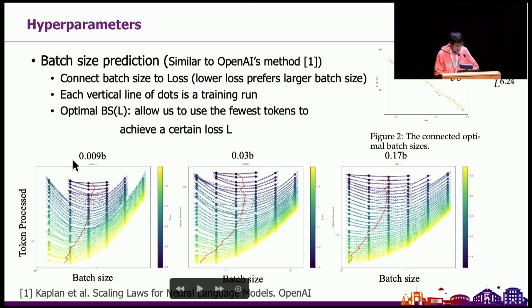We also conduct other hyperparameter studies, but this is not our main contribution. For example, the batch size prediction is similar to the OpenAI method. The basic intuition is that we connect batch size to loss, and we get the optimal batch size, defined as the batch size that allows us to use the fewest tokens to achieve a certain loss.